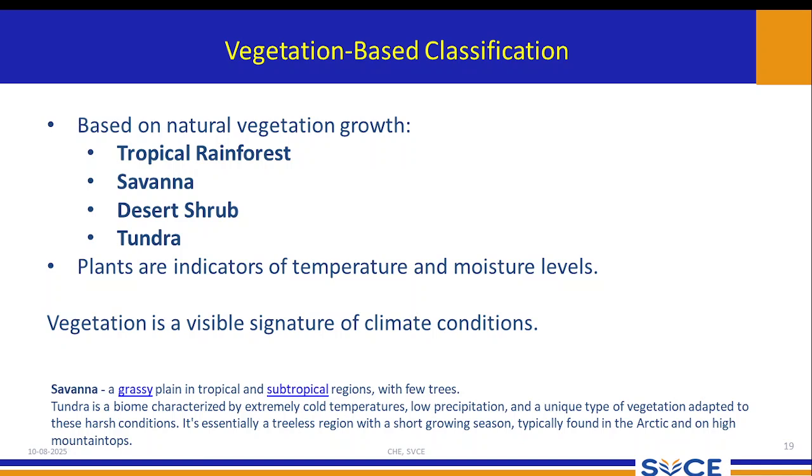Vegetation adapted to these harsh conditions. Polar bear: you don't find a polar bear everywhere, only in the polar region you will find a polar bear, right? So it's something like that. The penguin too. These all live only in that particular climate. It's a natural one. It's essentially a treeless region. You don't find many trees there.